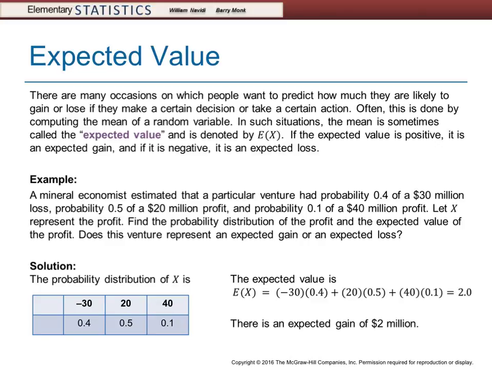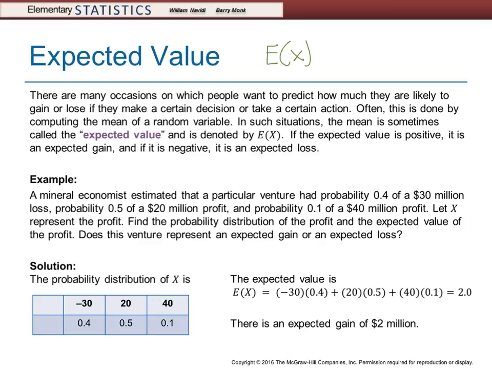So in some cases, we want to expand this idea of the mean value to something called the expected value, which sometimes is represented as E of x. There are many occasions on which people want to predict how much they are likely to gain or lose if they make a certain decision or take a certain action. Often this is done by computing the mean of a random variable. In such situations, the mean is sometimes called the expected value and is denoted by E of x.